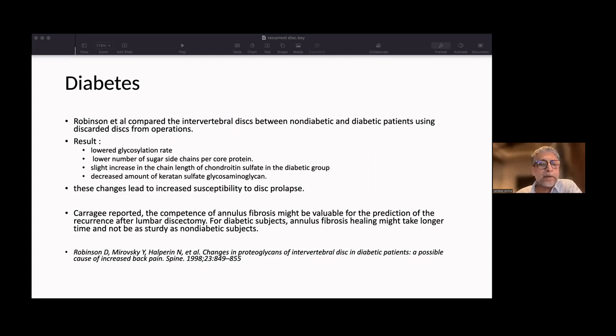This was mentioned in the paper. And these changes lead to increased susceptibility to the disc prolapse. Again, Carnegie reported that in diabetic subjects, the annulus fibrosis healing may be poor, and it may not be as steady as non-diabetic subjects. So again, all these factors may lead to recurrence of the herniation.